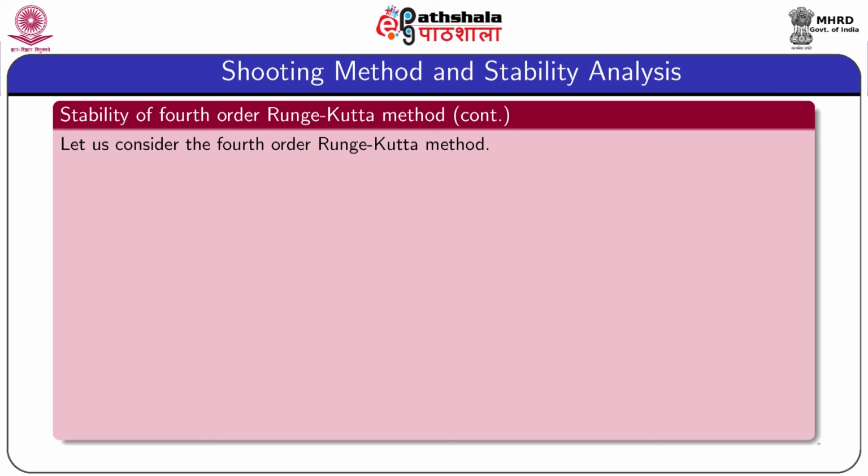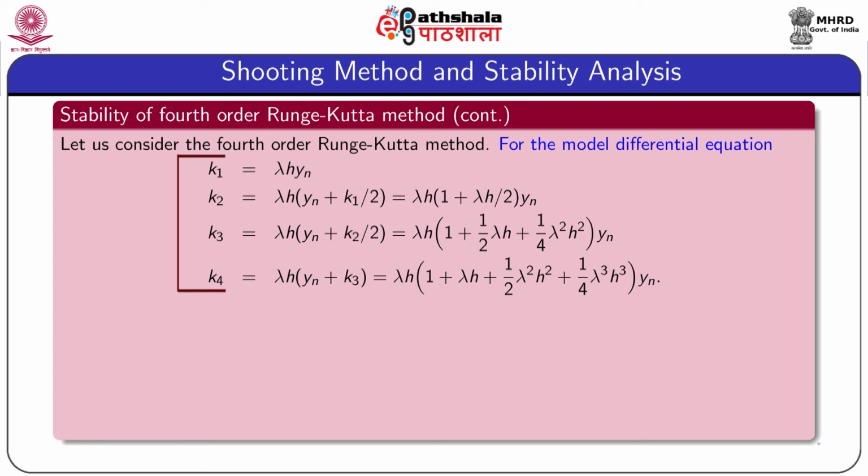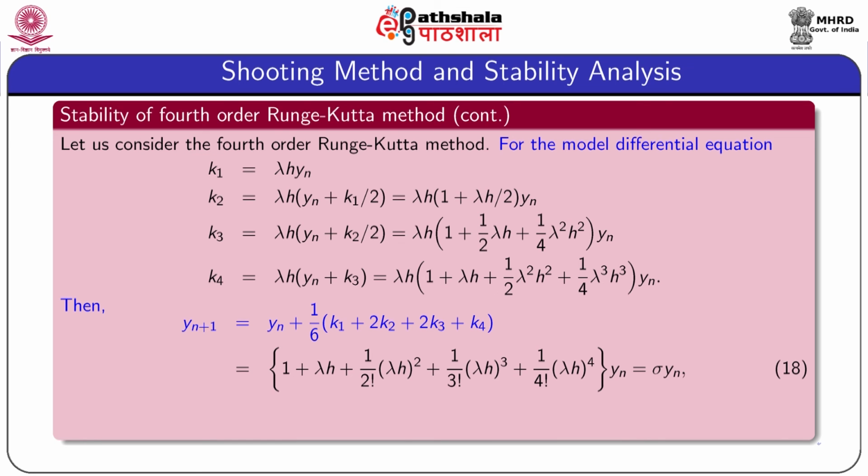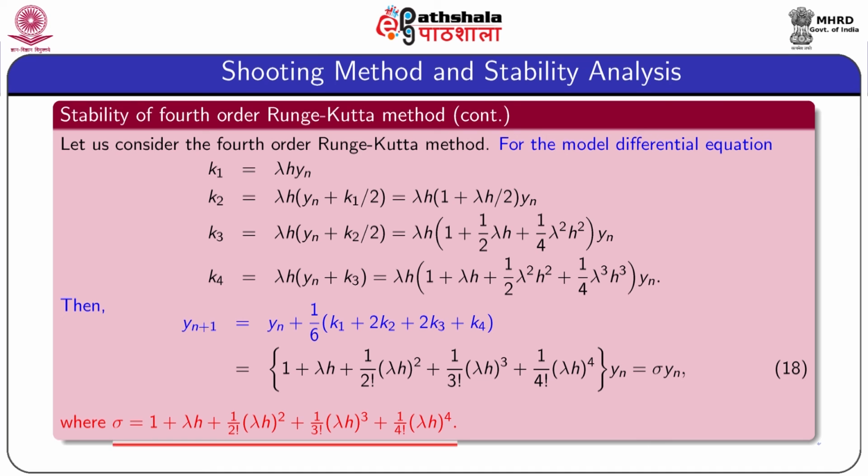Now we consider the fourth order Runge-Kutta method to analyze its stability. For the model differential equation, the values of k1, k2, k3 and k4 are calculated here, and using these values, the value of y n plus 1 is given by this expression. In this case, sigma equals a 4th degree polynomial, which is nothing but 1 plus lambda h plus 1 by factorial 2 lambda h to the power 2 plus 1 by factorial 3 lambda h to the power 3 plus 1 by factorial 4 lambda h to the power 4. So this is the expression for sigma, and for stability the absolute value of sigma must be less than or equal to 1.